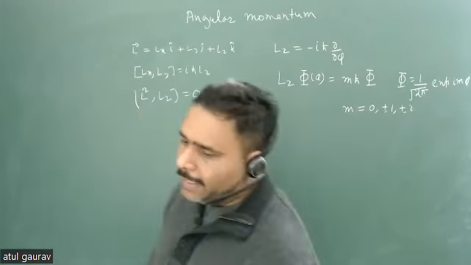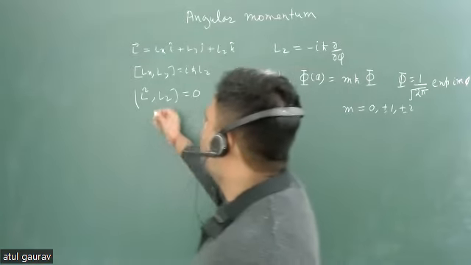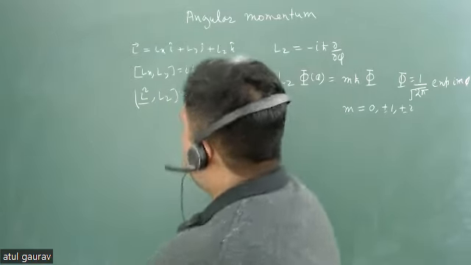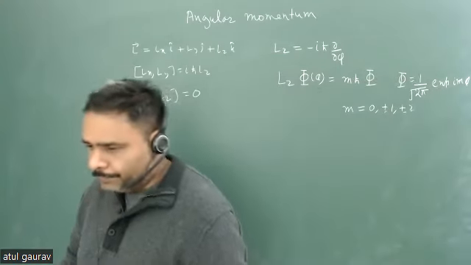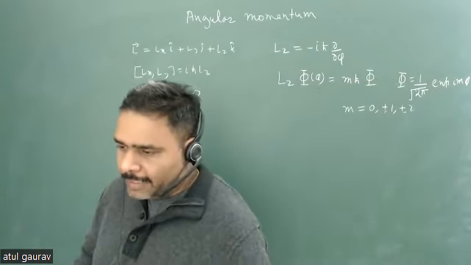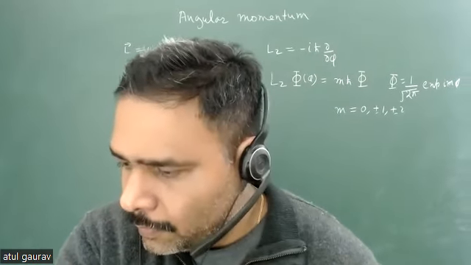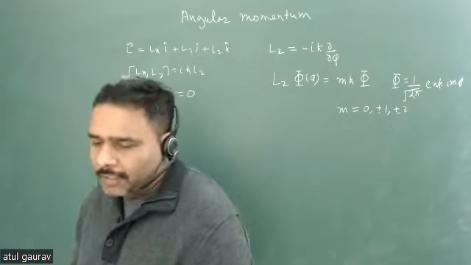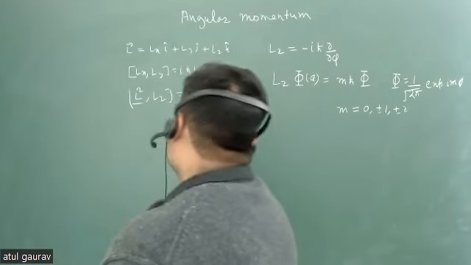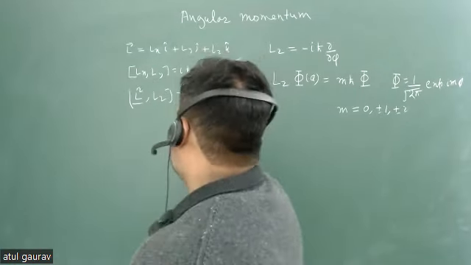So now the next duty is that we have to calculate what are the eigenvalue and eigenstate of L square. Okay? Any questions up to here? Okay, let's go for calculating the eigenvalue and eigenvector of L square.